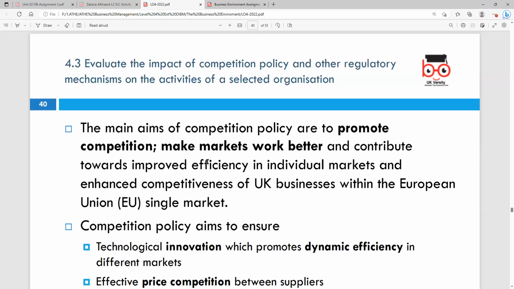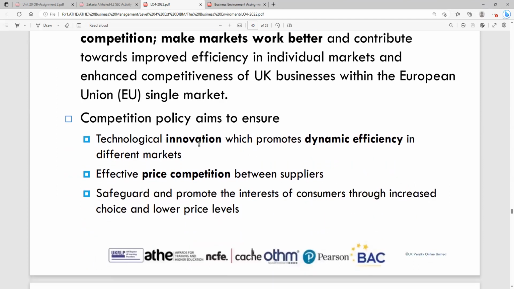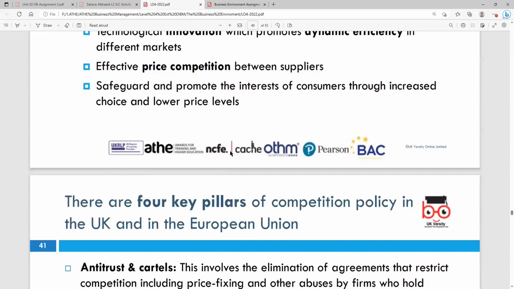So there is some kind of regulatory framework in the UK, in Europe, and in other parts of the world that looks after this. One type of regulatory mechanism is competition policy, which controls the dynamic efficiency of markets, price mechanism and price competition. It safeguards and promotes the interest of consumers through choice and lower price levels. So competition policy is very important.